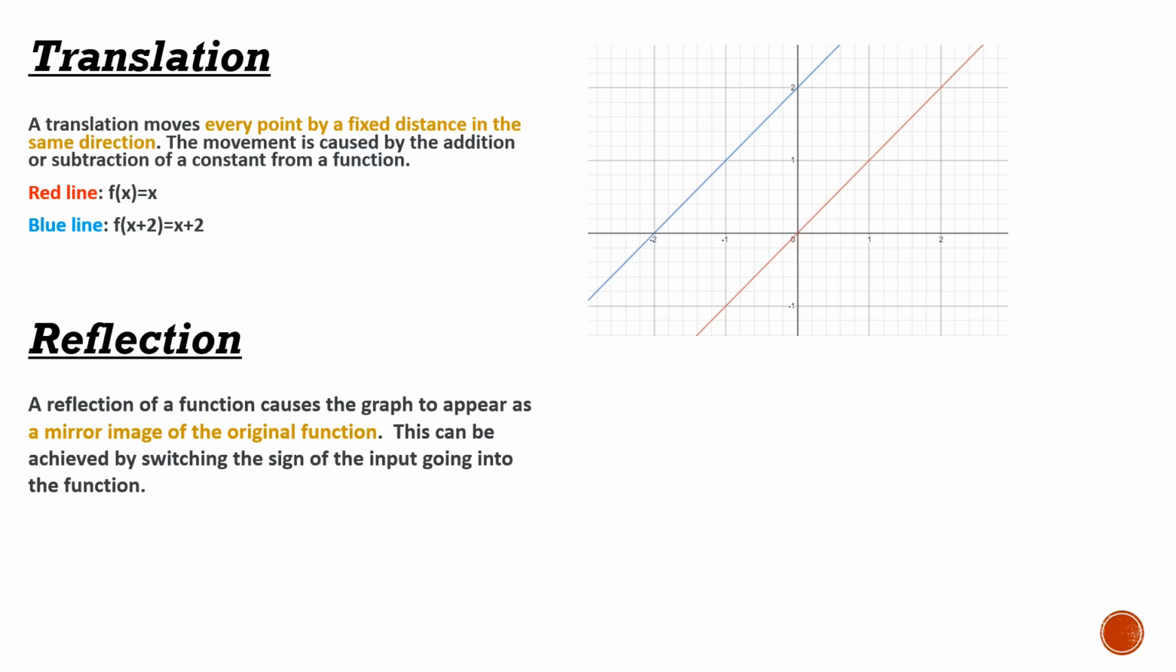On the other hand, a reflection of a function causes the graph to appear as a mirror image of the original function. This can be achieved by switching the sign of the input going into the function.